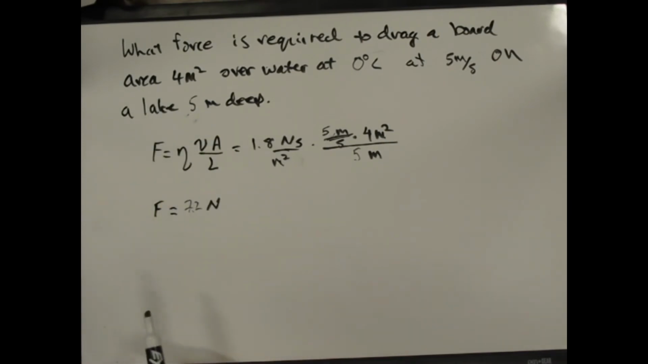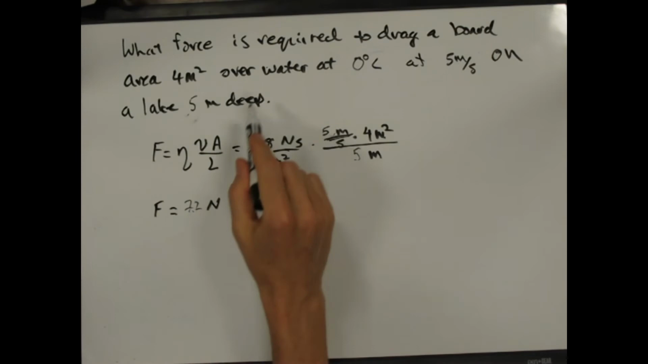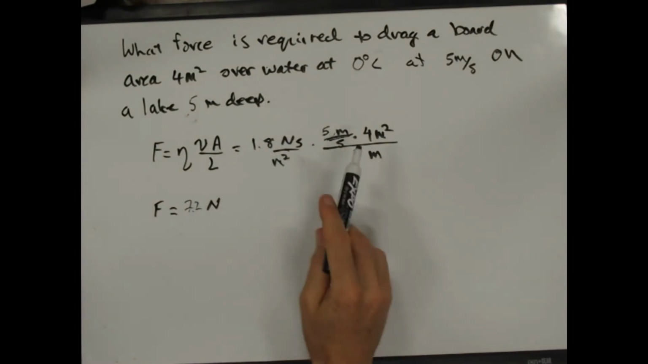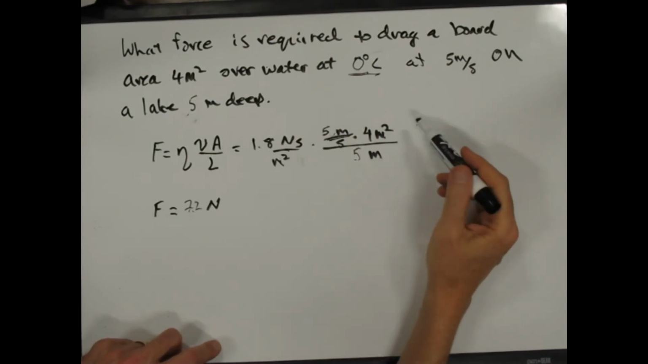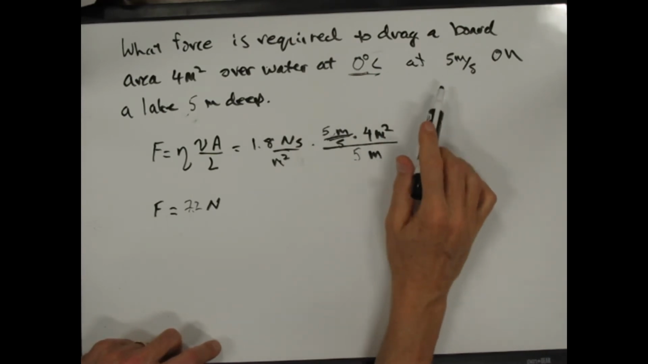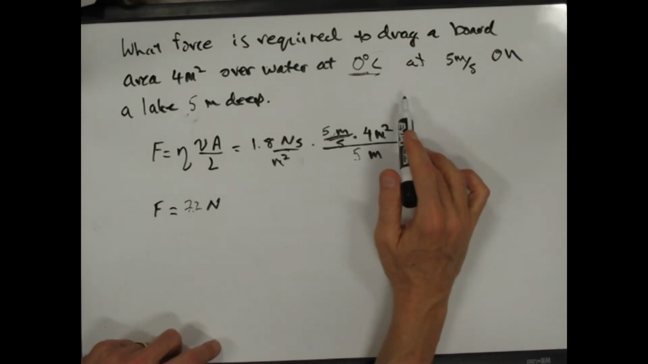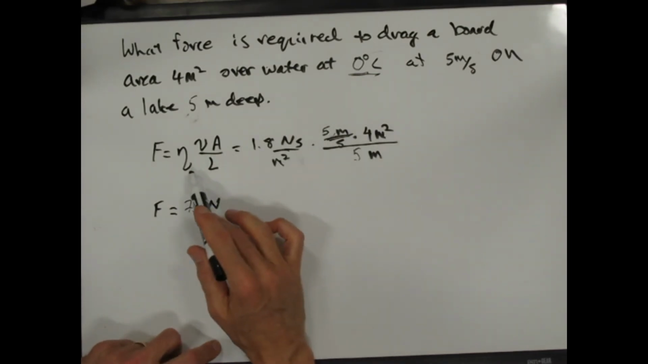So here's an example. What force is required to drag a board of area 4 square meters, so 2 meters by 2 meters, over water at 0 degrees C? Again, that's liquid water, it's just at sort of its maximum viscosity, at 5 meters per second on a lake 5 meters deep. And so we just evaluate this.